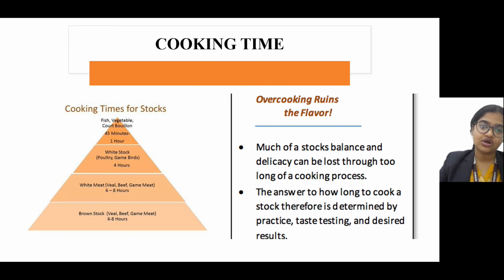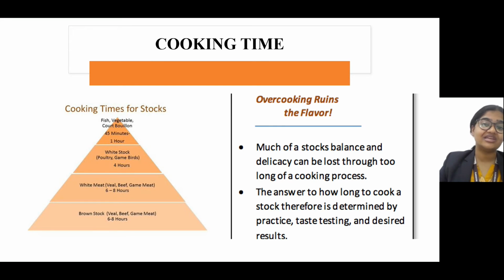Vegetable and fish stock can be simmered and cooked for only 45 minutes. White stock or poultry stock can be cooked for at least 2 to 4 hours. And if you have a meat stock, that is brown stock, or any beef or brown meat stock, it can go up to 8 hours. So this is the cooking time.